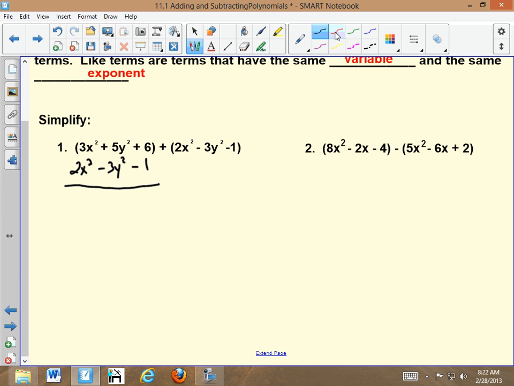Now I'm just going to go ahead and combine them. 3 plus 2 is 5x squared. 5 minus 3 is 2y squared. But is that a positive 2 or a negative 2? So I have to put a plus sign in front of it. 6 minus 1 is 5, but it's a positive 5. There's my answer. That's all we're doing.